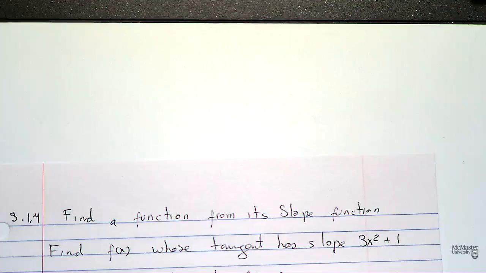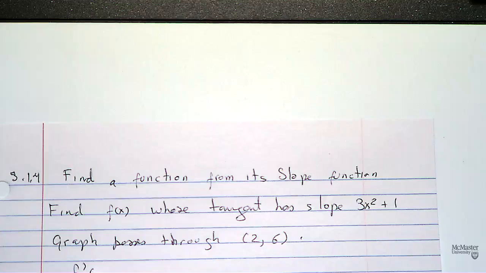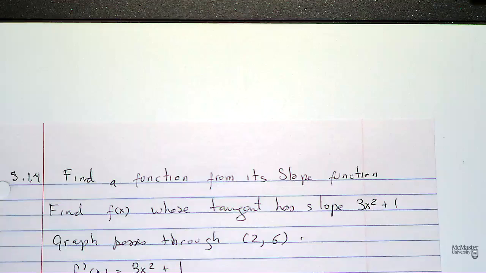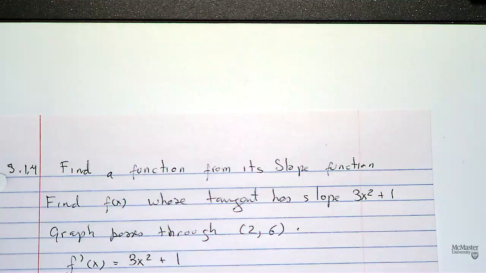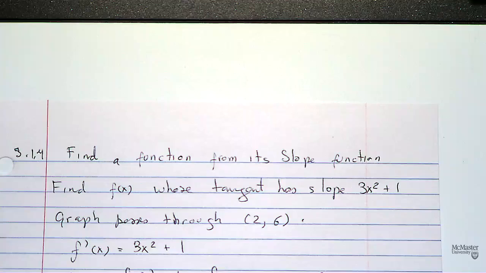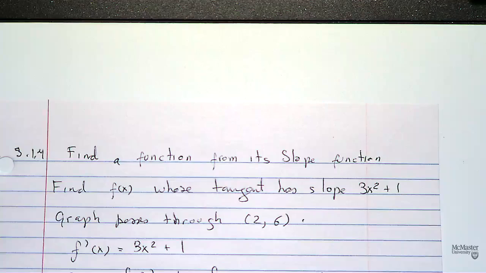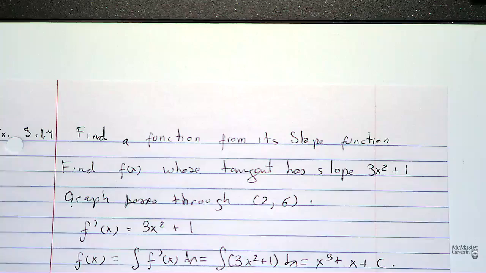What you know is that f prime of x is equal to 3x squared plus 1, which means that f of x is equal to the integral of f prime of x dx, which is the integral of 3x squared plus 1 dx. If I do the computation, I have x cubed plus x plus c. The second step would be how to find c. Try to study this problem. We will finish this in the next class, but we are pretty close to the end of this.